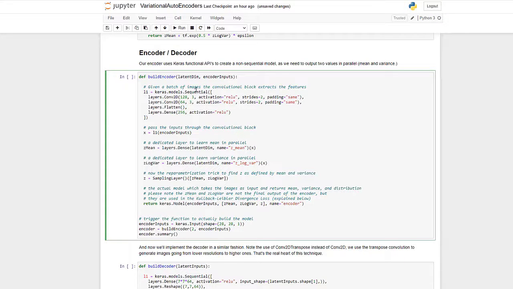Let's start by setting up a sequential model that consists of 2 conv2d layers. We're going to start off with 128 filters going down to 64. We'll then flatten that out and dump it into a dense layer of 256 neurons at the end. And strides of 2, like we talked about.